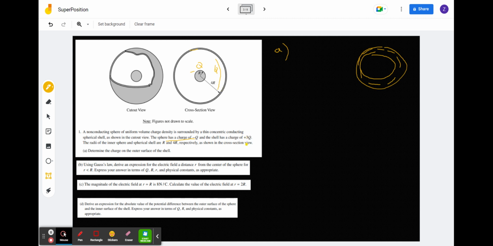But the shell has a charge of 3Q. Therefore, we want the sum of the charges to be 3Q. So 3Q is equal to charge in plus charge out, which means charge on the outer part of the shell. And we know that the inner is Q. Therefore, the charge on the outer part of the shell is 2Q.